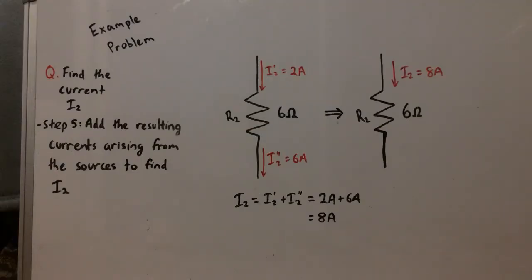We can then move on to step 5, having replaced both sources and determined the currents that arise due to the sources. The resultant current I2 is equal to I2' plus I2''. This is 2 amps plus the 6 amps, which gives us a total of 8 amps flowing through the 6 ohm resistor.